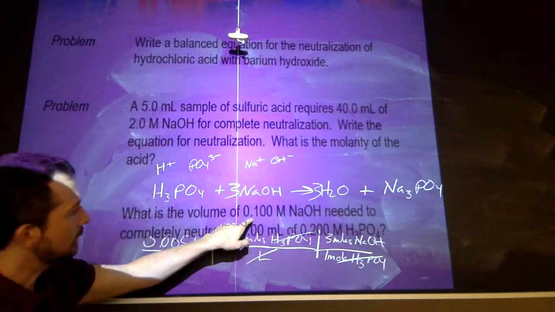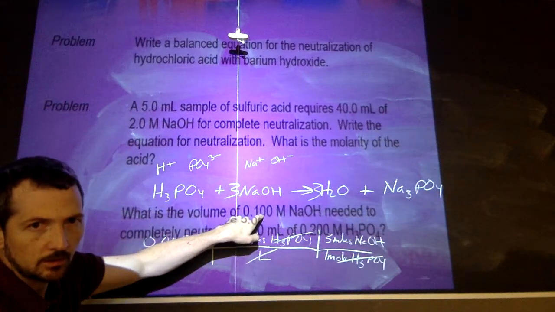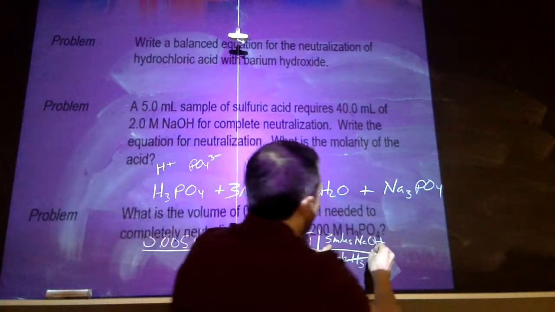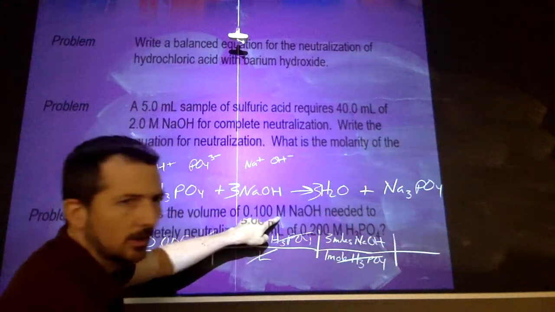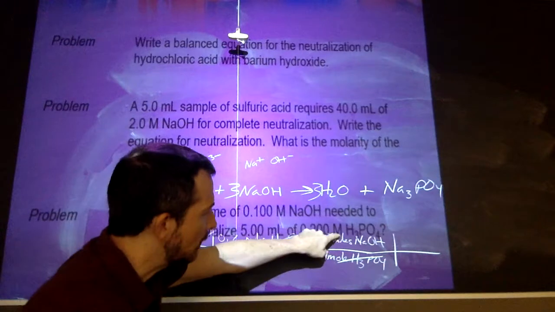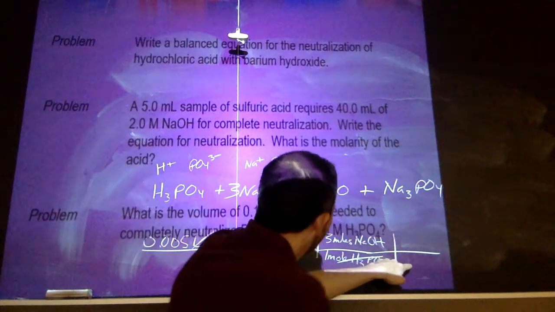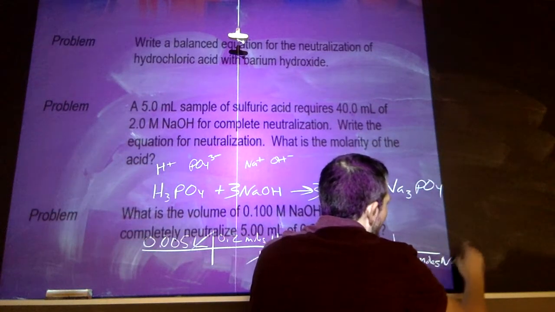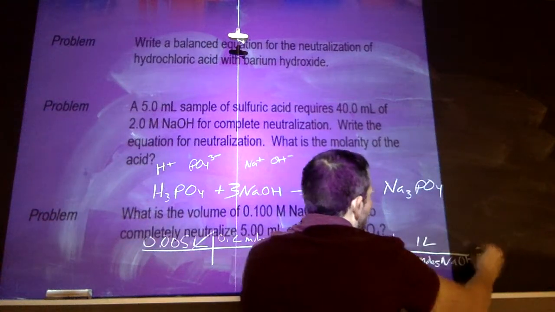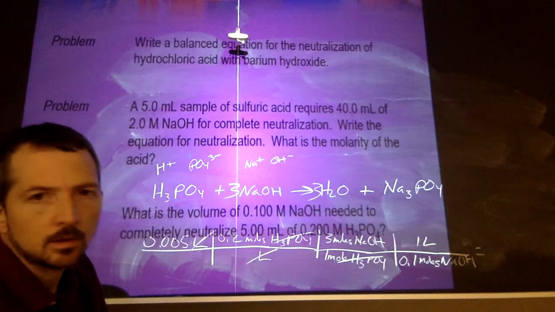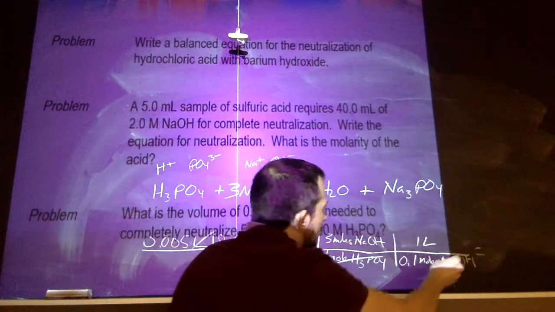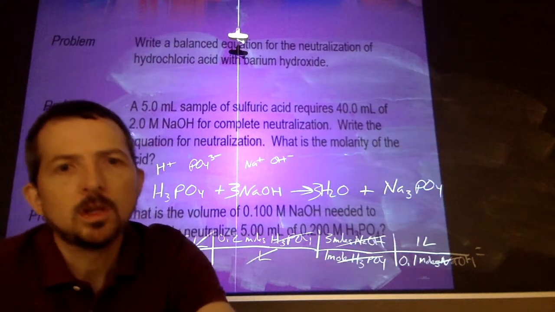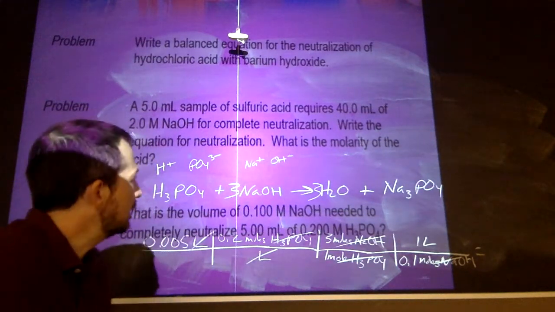It says what volume of this solution do I need? So now I'm going to use this molarity as a conversion factor. I have moles of sodium hydroxide. So molarity is moles per liter. So if I have moles on top here, I need moles on bottom here. So 0.1 moles of NaOH per liter. Okay, so now the moles of sodium hydroxide cancel out, and I'll be left with the volume of that sodium hydroxide solution that I need.